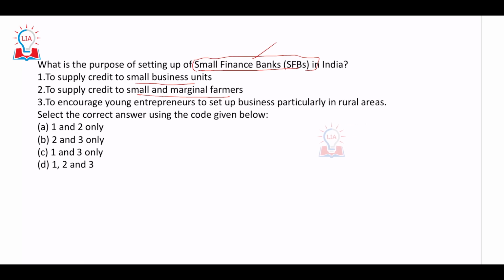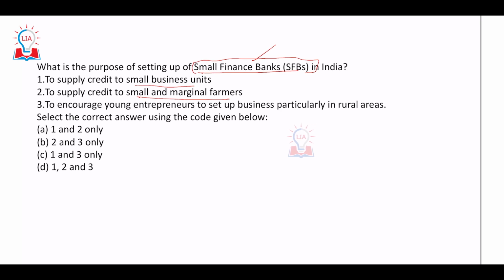Small and marginal farmers, micro and small industries, and also some unorganized sector entities. For them also, it does the lending business. To encourage young entrepreneurs to set up business, particularly in rural areas. This is not a stated objective of small finance banks, right? There is no explicit provision that SFBs have been set up to encourage setting up of businesses in rural areas. So the answer would be 1 and 2 only, which is A.